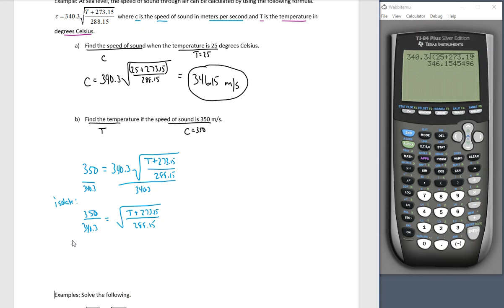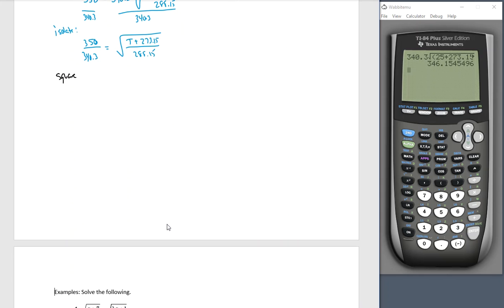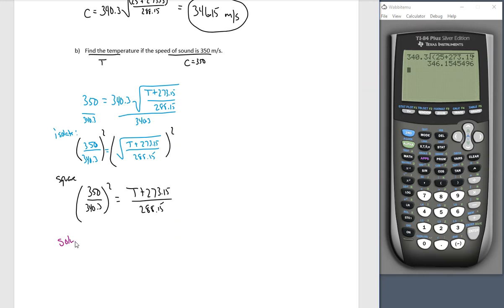Next step, we square. And it looks like I'm going to want to take some more space, so I'm just going to throw this on the next page. When we square both sides, on the left, we'll have 350 divided by 340.3, square it all. On the right-hand side, we'll have T plus 273.15, all divided by 288.15. And finally, we're going to solve.